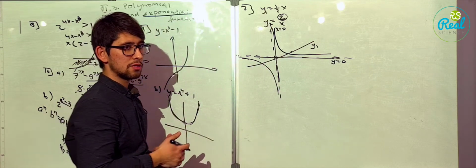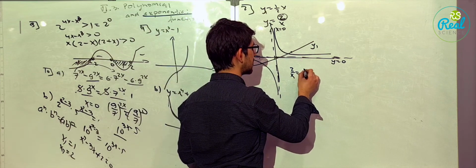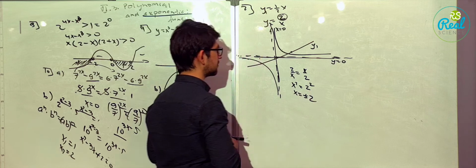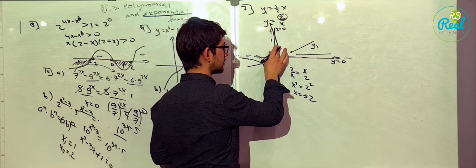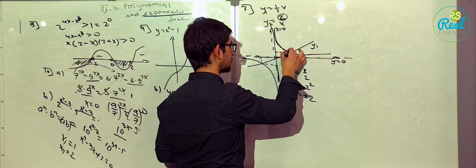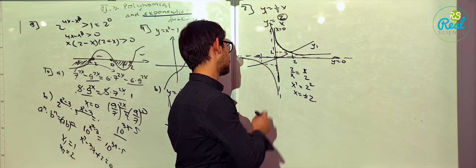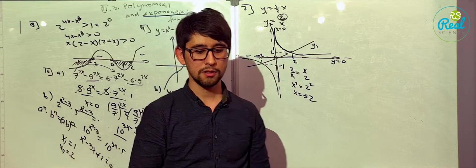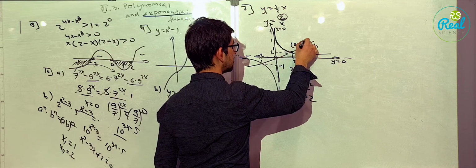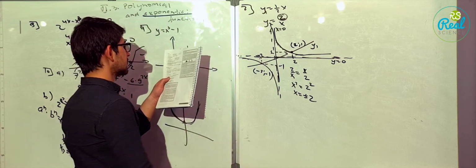So, do they have common points, intersection points? To find them algebraically, you equalize them to one another. So x over 2 equals 2 over x, x squared equals 4, right? x equals plus minus 2. So you have minus 2 and plus 2, right? The intersection points here are 2, 1, and here minus 2 and minus 1, isn't it? Yes, it is.